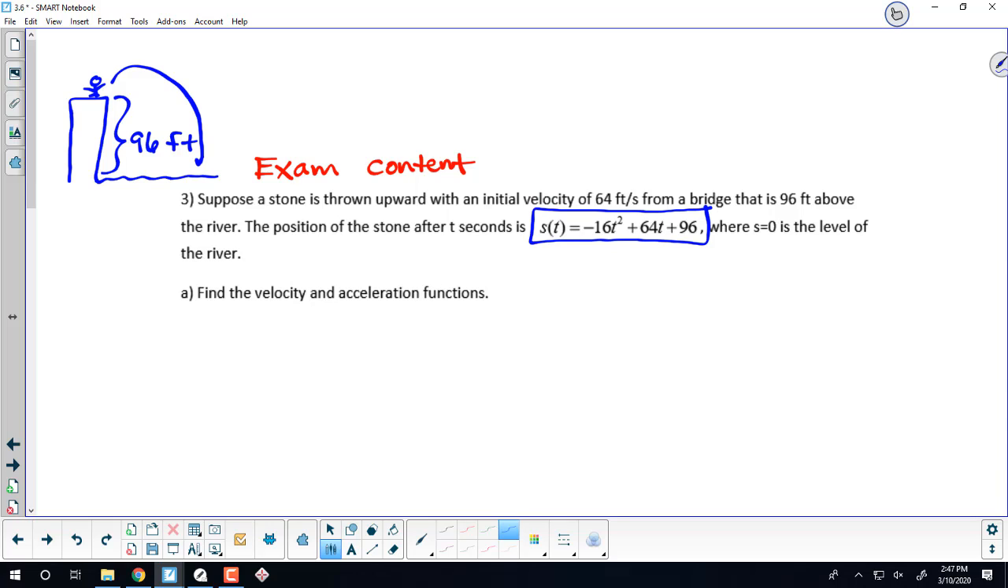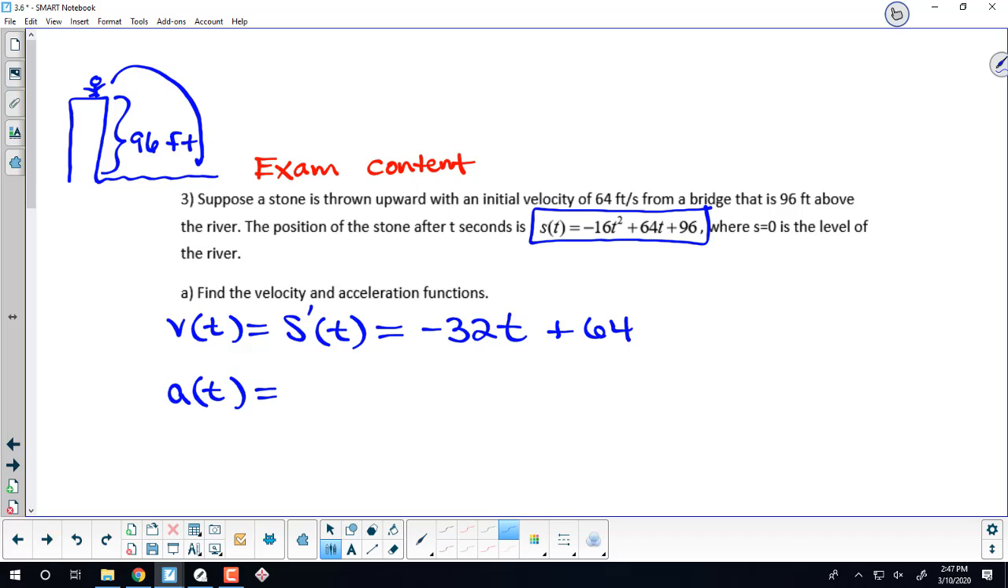So fortunately we have a position function, so to find the velocity and acceleration, we just need to apply the derivative. So for the velocity, we take the derivative of the position. So power rule, negative 32t to the first plus 64, no t, is the velocity function, and then the acceleration is the derivative of velocity, or the rate of change of velocity.